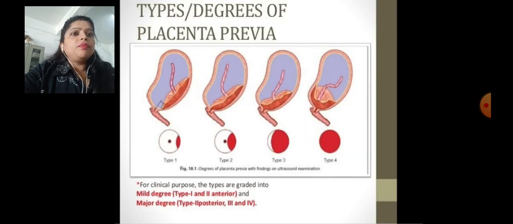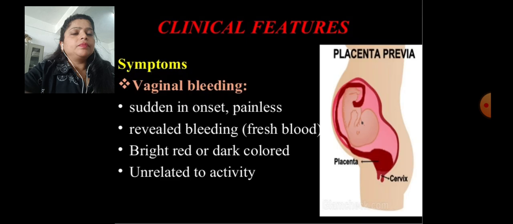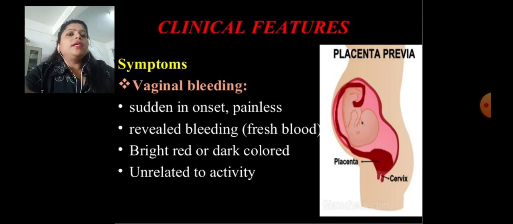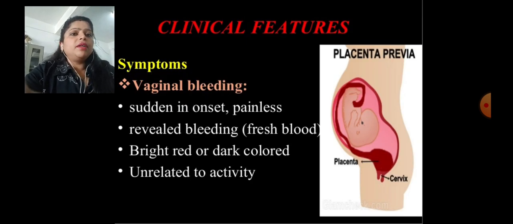Now the degrees of placenta previa: type 1, type 2, type 3 and type 4, which I have already dealt with. Type 1 and type 2 come under the mild degree, and type 3 and type 4 are considered the major degree. Now what are the clinical features of placenta previa?